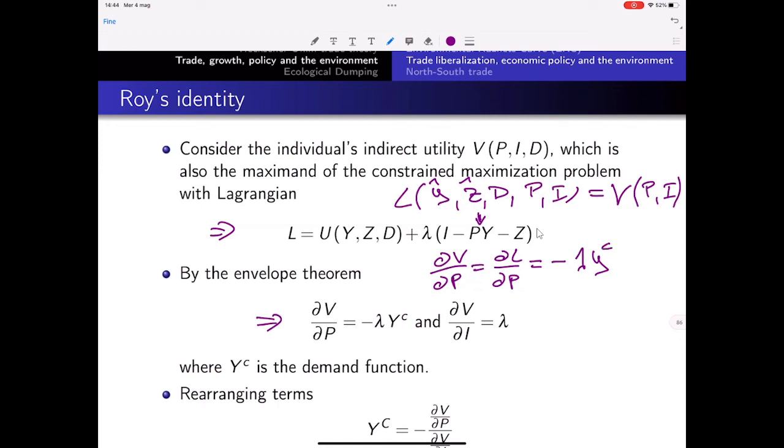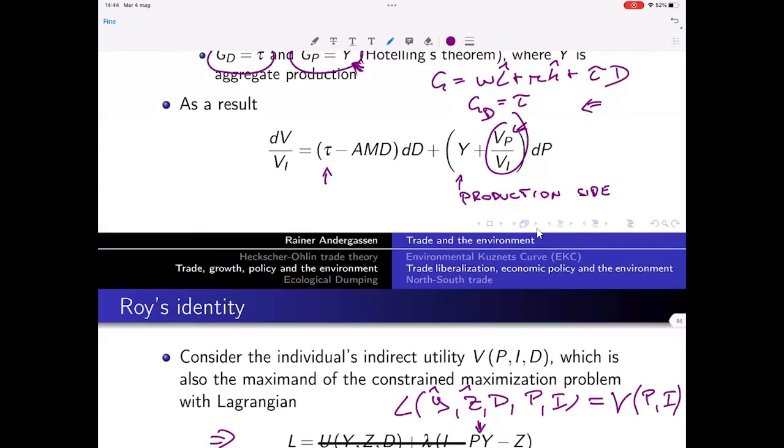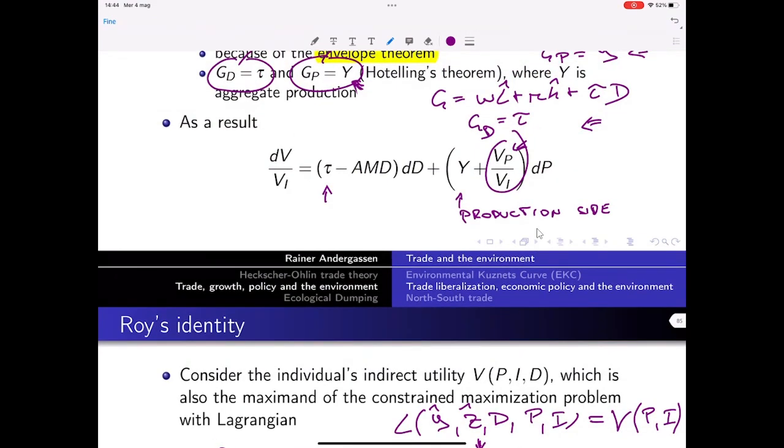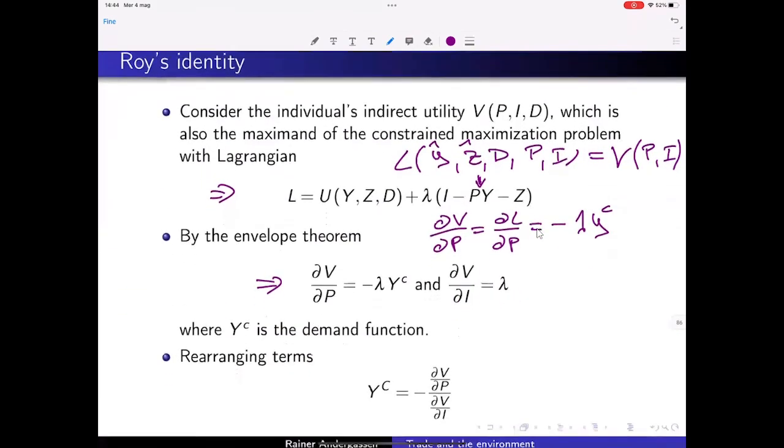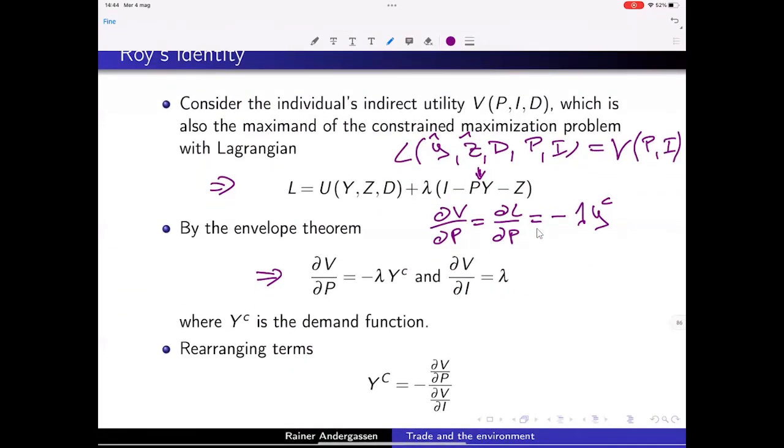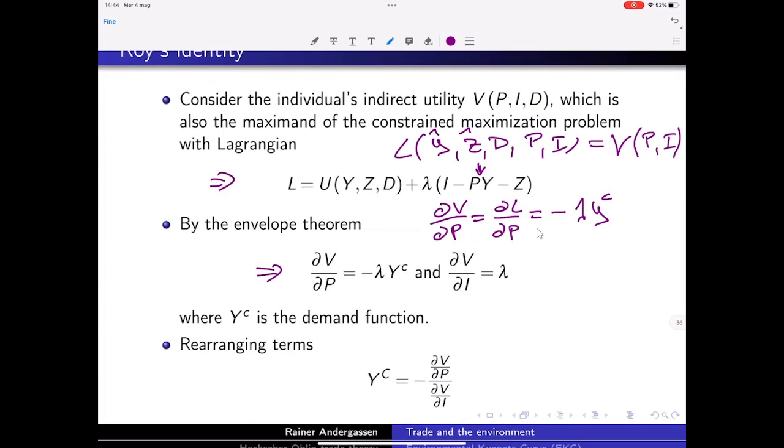That's why I'm putting a C on top of it, because this is from the consumer perspective. So this is Y, the number of units of Y I would like to consume, while the Y we have seen above is from the production side. Yes, the units produced, and they do not necessarily coincide because of exports and imports. And the last thing I have to do is this expression here.